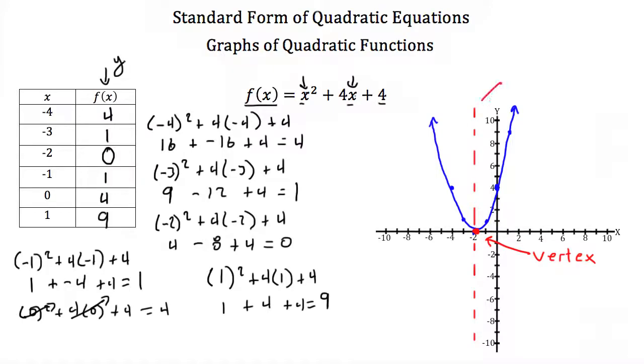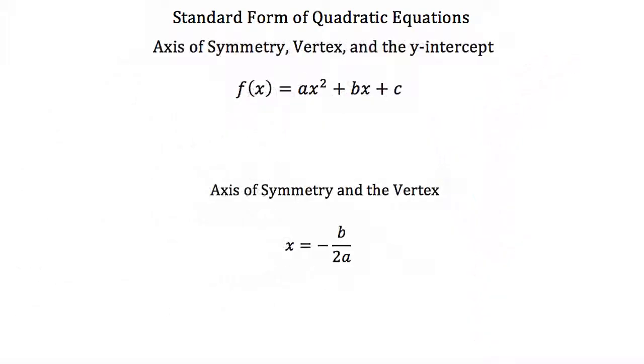So we would call this our axis of symmetry. Well, now that we know what an axis of symmetry and our vertex is, let's see if we can find them from our equation. Well, first off, we have ax squared plus bx plus c. The easiest thing to find is our y-intercept. Remember, y-intercepts occur when x is equal to 0.